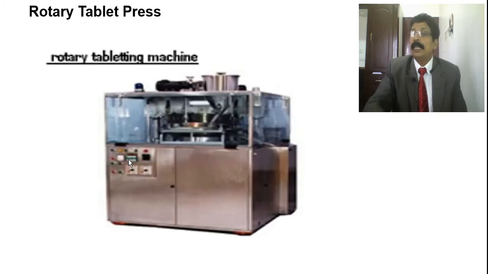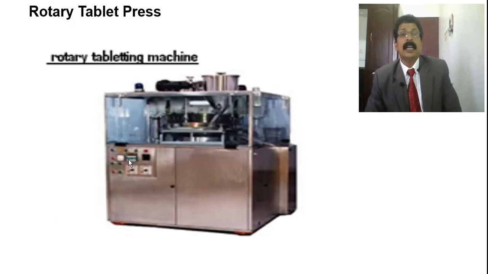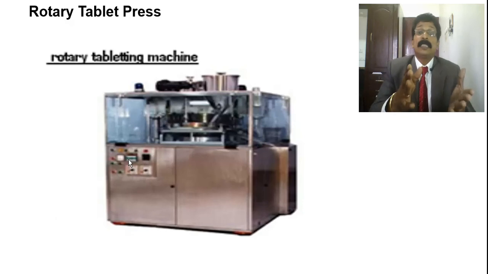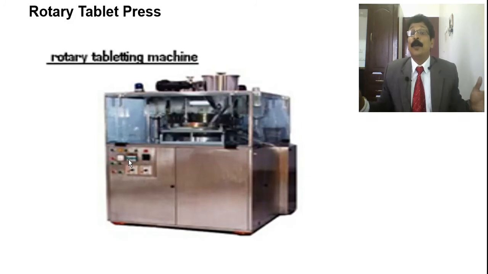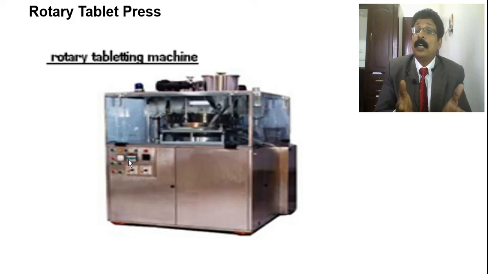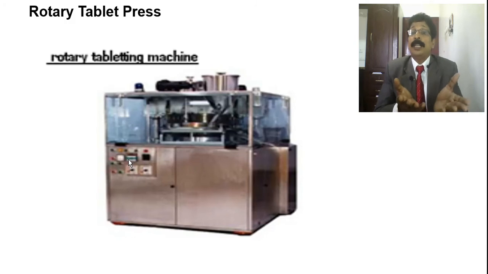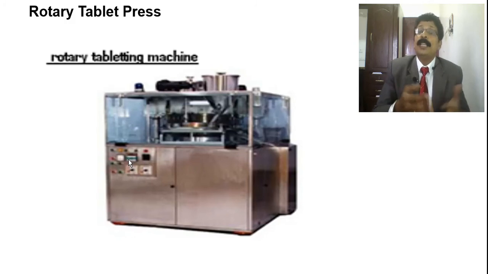And you see, this is the picture of the machine, which is the fastest machine. It looks very compact, but it takes a very large area, and it weighs more than 1 or 2 tons. So it cannot be kept on the first floor. Usually the tablet department and the compression area will be kept on the ground floor.